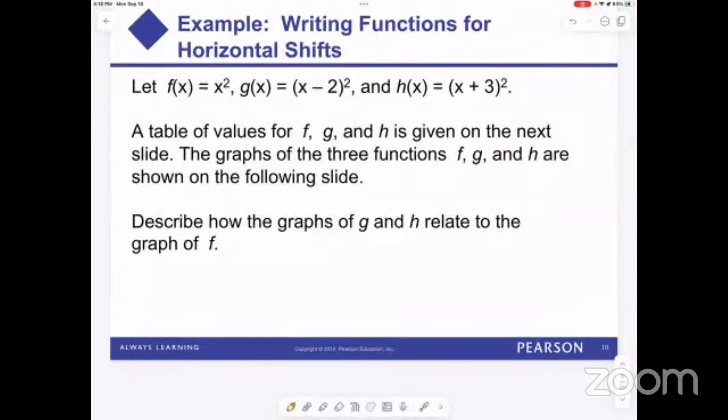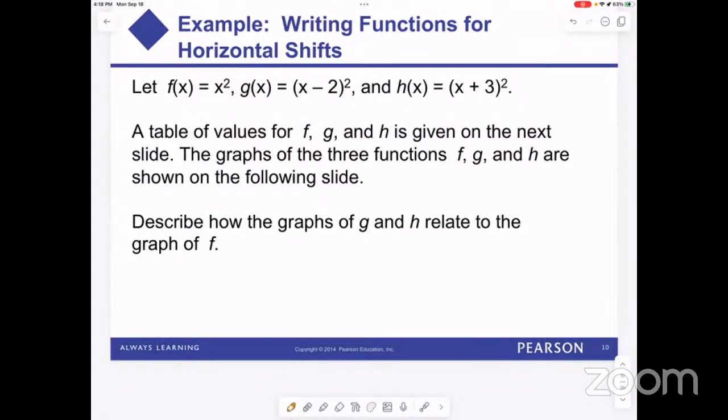What do you think intuitively happens if we add or subtract a positive on the inside? How's that going to affect the graph? Is it going to follow our intuition or is it going to be something else? So let f of x be the squared function, y equals f of x equals x squared. g of x is going to be (x minus 2) quantity squared, and h of x is going to be (x plus 3) quantity squared.